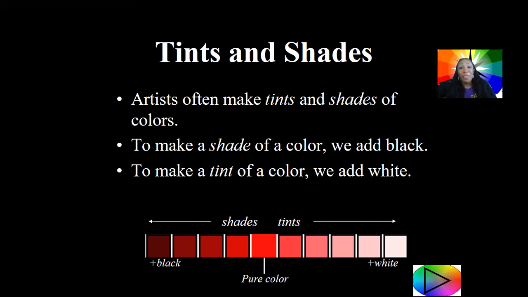Anyway, deep thoughts. Artists often make tints and shades of color. To make a shade of a color, we add black. To make a tint of a color, we add white. So you can see that, okay? So you will add white to red. Of course, it's gonna make pink, okay? If you add white to blue, it's gonna make a light blue.